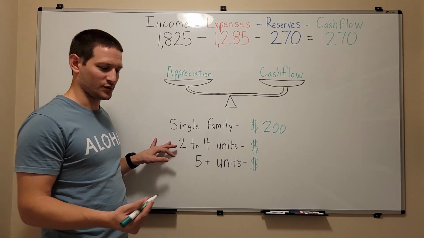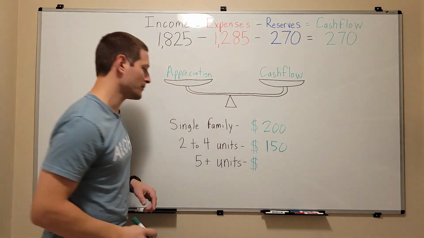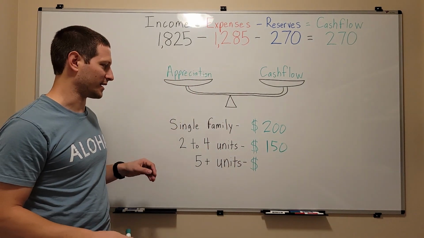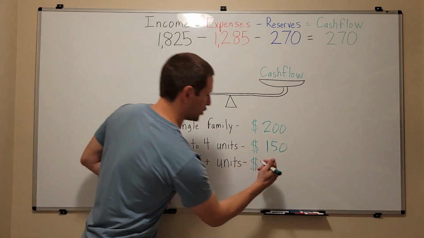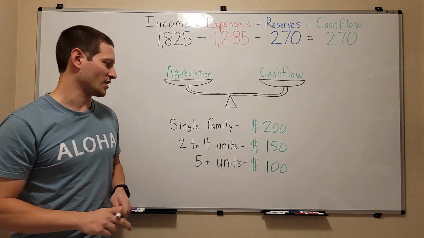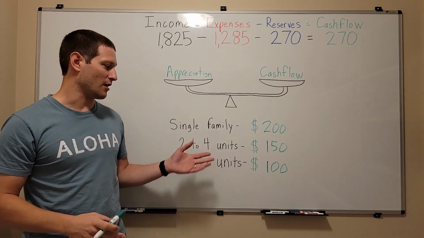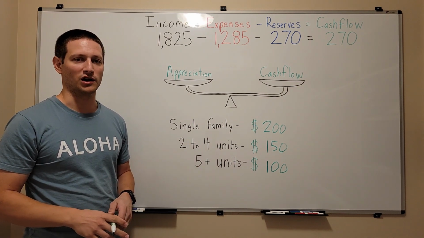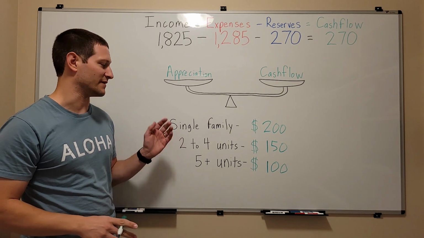There's some economies of scale as you add units. So for 2 to 4 units, we want a minimum of $150 per door. So that would be $300 for a duplex, $600 for a quadplex. And for five or more units, we're looking for a minimum of $100 of cash flow per door. So an 8 unit, a minimum of $800. And again, our 8 unit right now, we're doing more like $300 to $400 a month on our long-term rentals, and our midterm rentals are even higher than that.